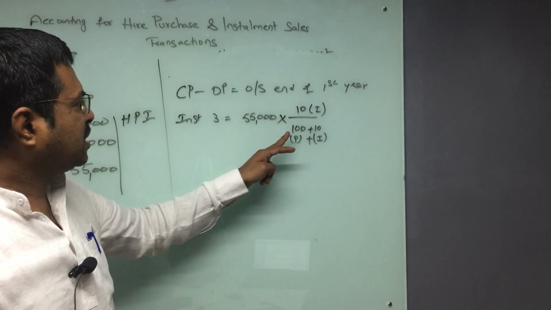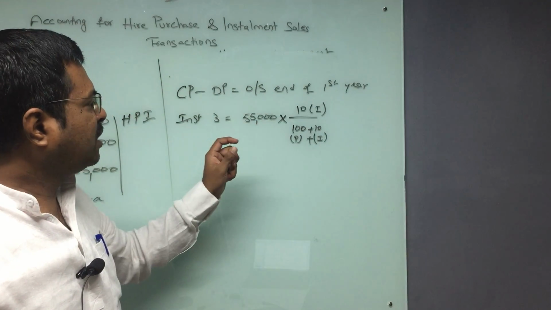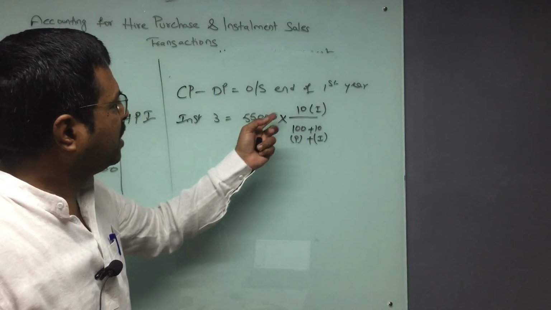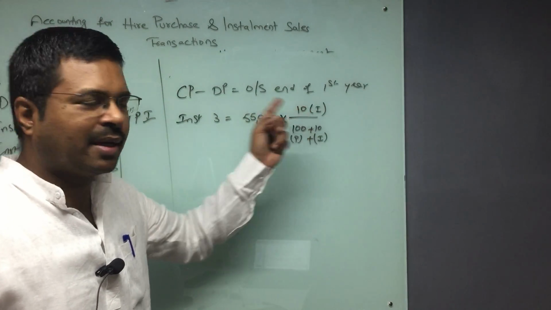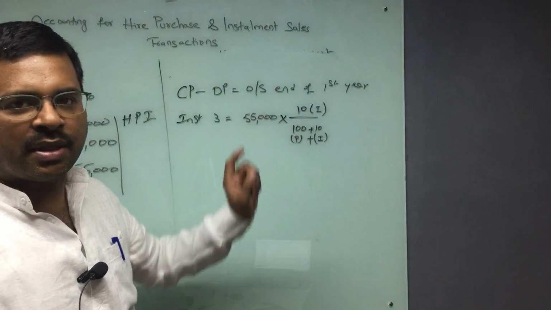This put together, I am paying 55,000. Now I wanted the installment. I can always calculate the cash price also. If I do into 100, I get the cash price. If I do into 10, I get the interest. Let me identify the interest.